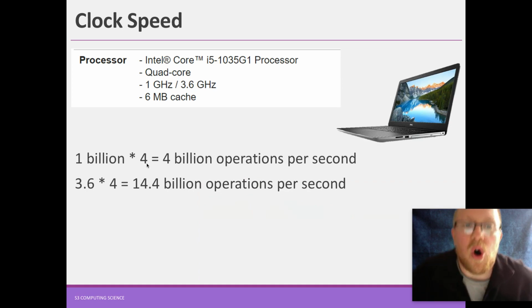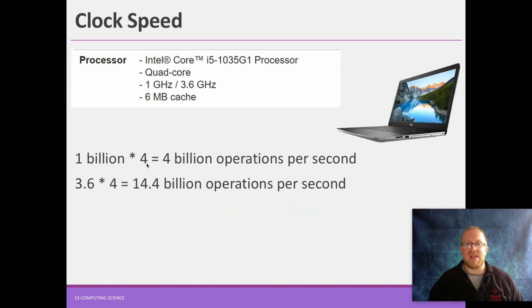Here we have an example of a Dell laptop, and this Dell laptop has an Intel Core i5 processor. It is quad core, and that means that it has speeds from 1 gigahertz to 3 gigahertz. If we take the gigahertz and multiply it by the number of cores, we get how many operations it can do per second. So this Dell laptop can do between 4 billion operations per second and 14.4 billion operations per second.